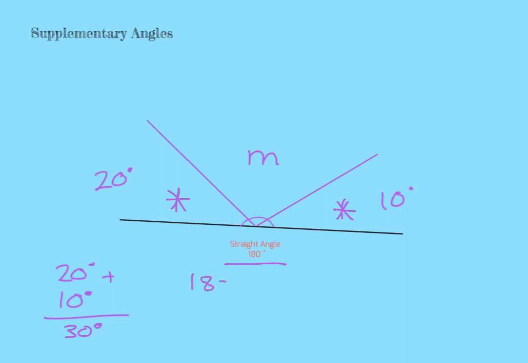So if these are supplementary angles, it means they add up to 180. I subtract the angles that I'm given, which is 30 degrees all up, from 180. So I go 180 degrees minus 30 degrees, because that's the 20 plus the 10. That leaves 150 degrees left. So M, my unknown angle up here, must be 150 degrees.